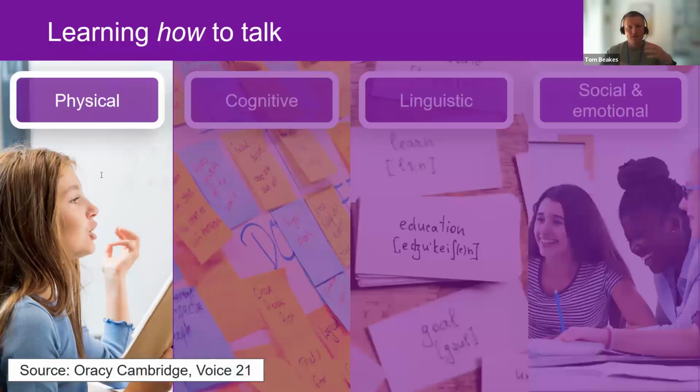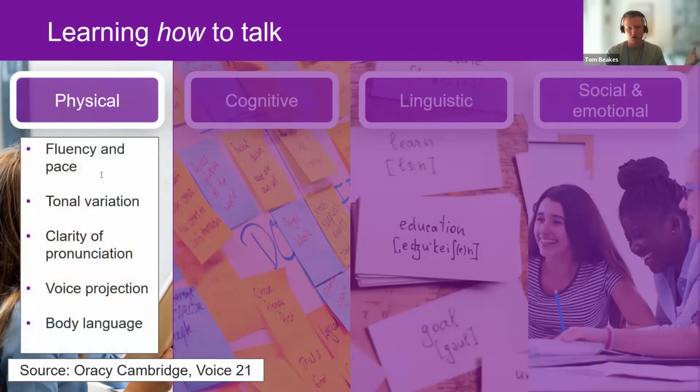And the first of those were physical skills. And so by that, they meant, first of all, things around your voice. So the fluency and pace, tonal variation, clarity of pronunciation. And they also looked at body language. So we're talking about gesture, facial expressions, and eye contact. And if you're thinking about this from a multilingual perspective, you might already have some concerns when thinking about teaching these things in a multilingual context. So hold that thought, because we will come back to that.